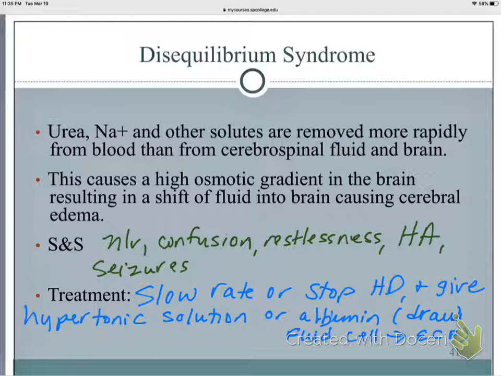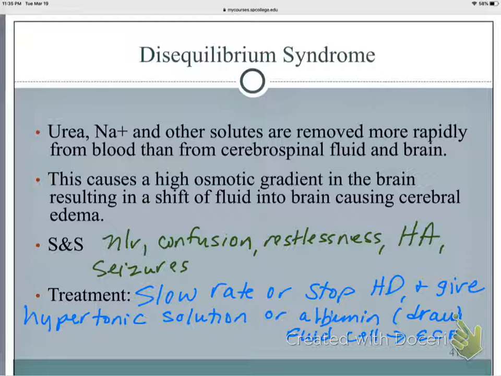Okay. Another complication is called disequilibrium syndrome. And this kind of mimics the fluid on the brain, your cells swell, and signs and symptoms. And it's due to the fluid shifts. This is a complication that can happen. It's not very common, but it can happen. It's kind of like there's a cerebrospinal fluid. The fluid gets trapped in the brain, and because of the fluid shifts, it causes cerebral edema.